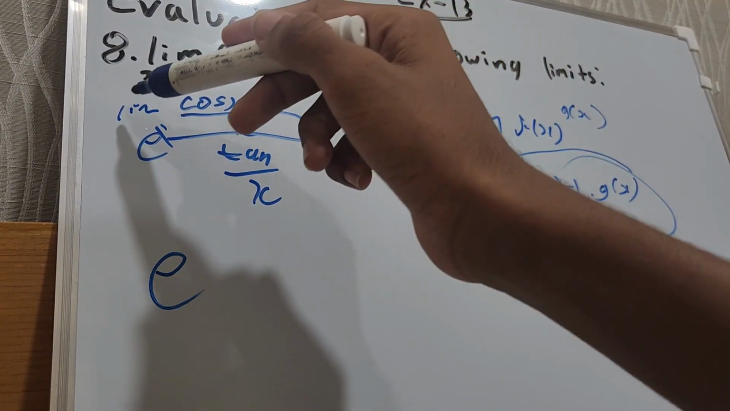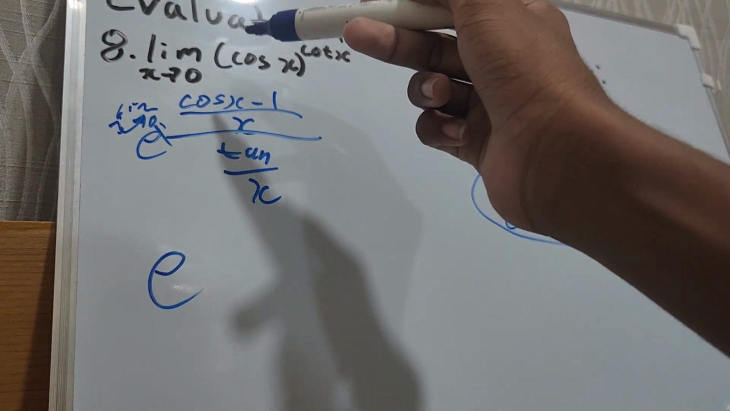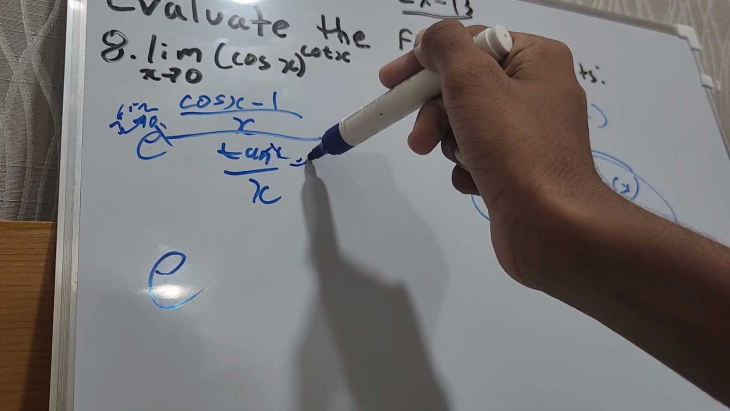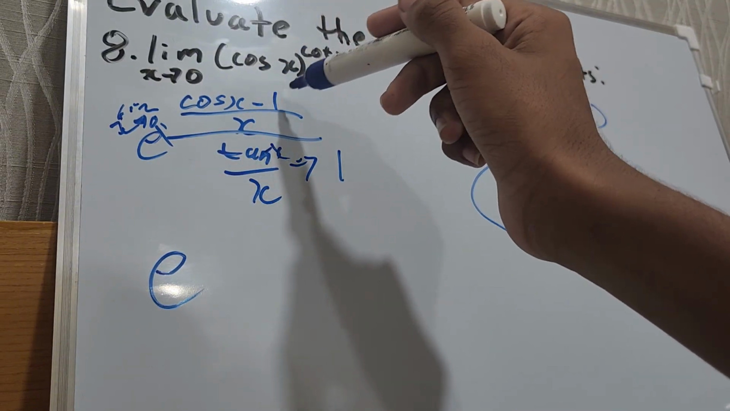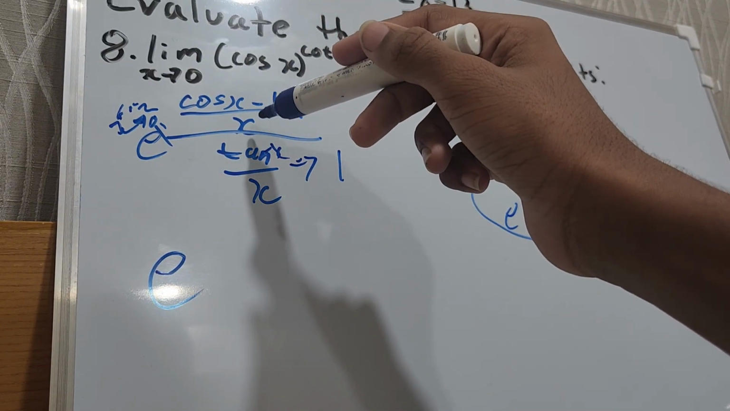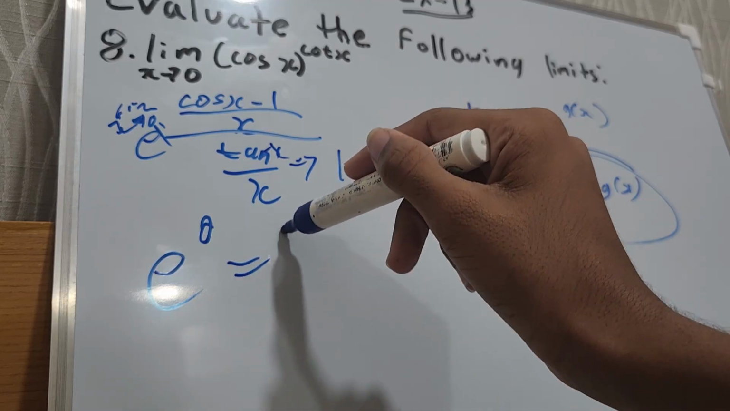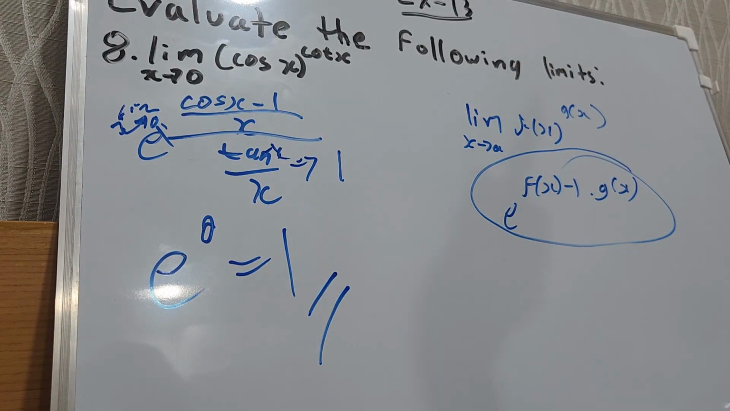So limit x tends to 0, and write it here. Then you'll just substitute the value: tan x by x, you know it's 1, right? This value is 1. The cos 0 is 1. 1 minus 1 is 0. 0 by anything is 0. So e power 0 is equal to 1. That's it. Anything power 0 is 1. So that's the answer. Now we'll move on to the next question.